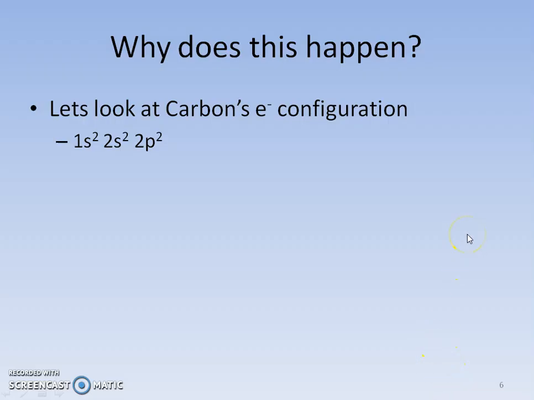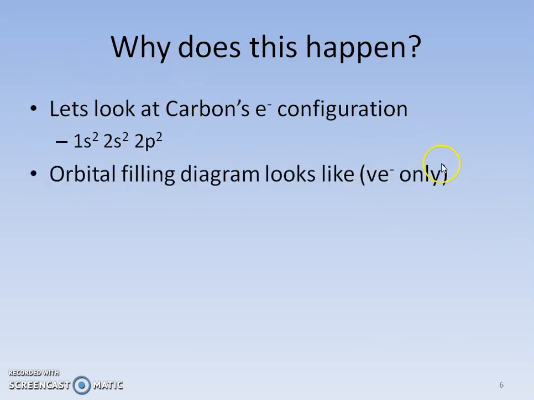So why does this even happen? Let's look at carbon's electron configuration. Atomic number 6, it has 6 electrons, so that's our electron configuration. That should be easy, right? However, we're only going to be focusing on the valence electrons, so we're not even worried about the 1s². We're really only worried about the second energy level. That second energy level has electrons in the s and electrons in the p.